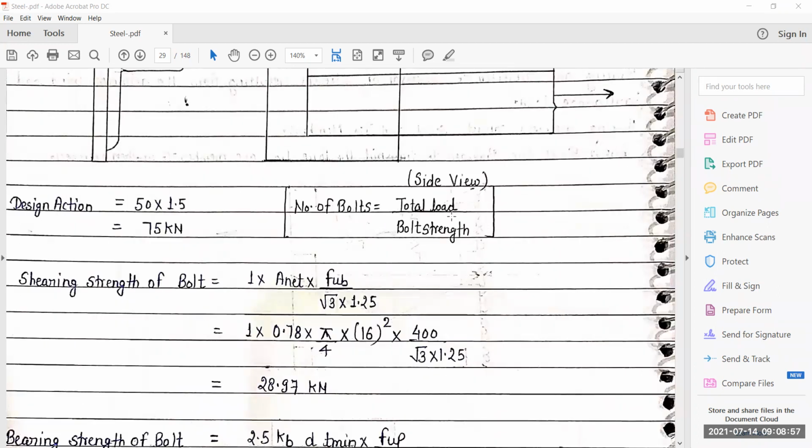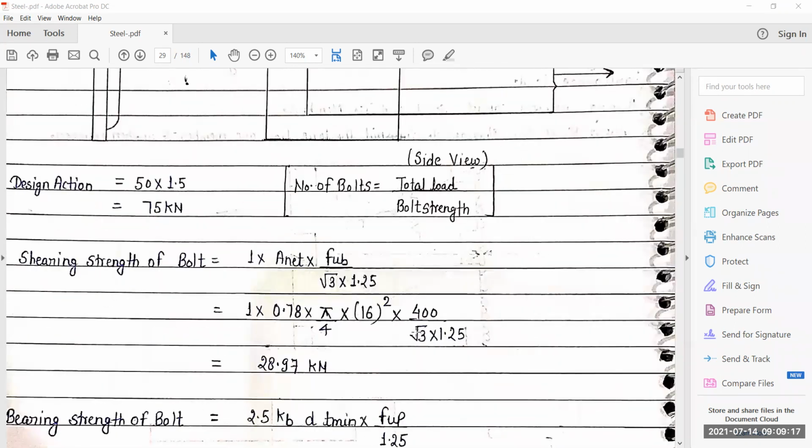The number of bolts: total load upon the bolt strength. This is the side view. Shear strength of bolt is n times Anb times fu divided by root 3 times 1.25, equal to 1 into 0.78 into 5 by 4 into 16 squared. Putting in the values, then into 4 and upon root 3 into 1.25. After the calculation, we get the result of 28.97 kN.